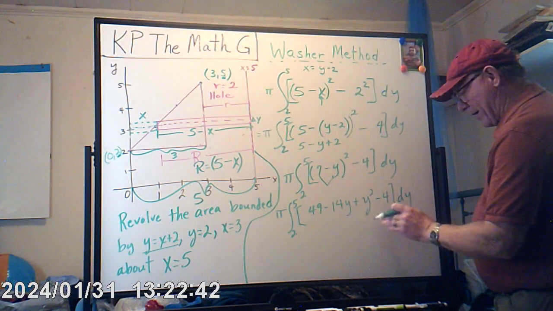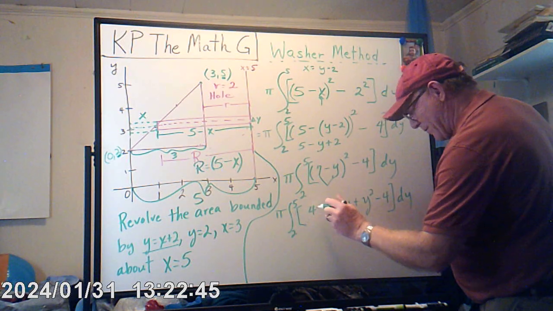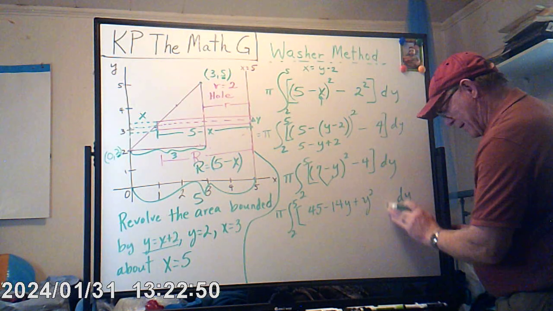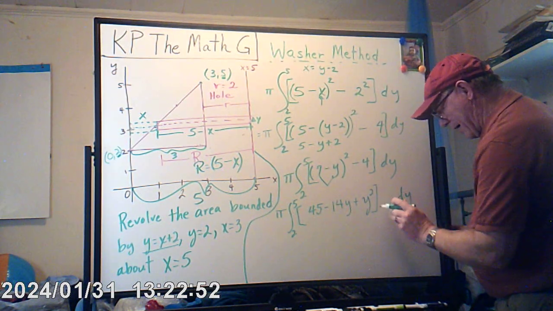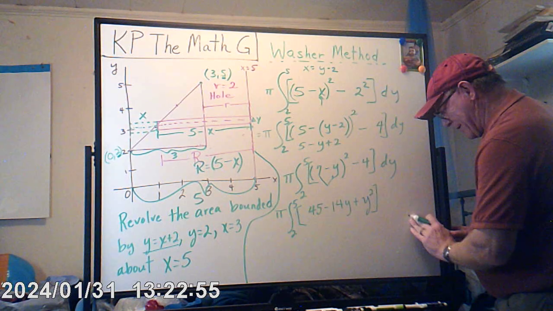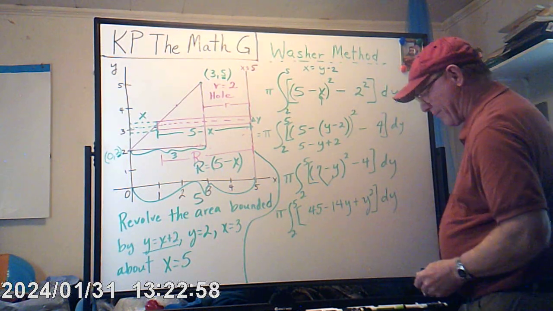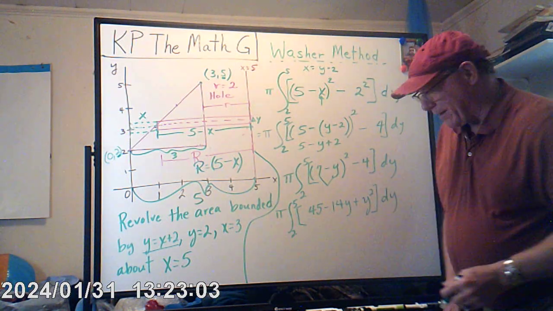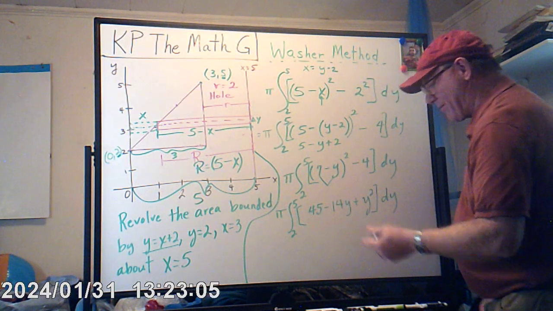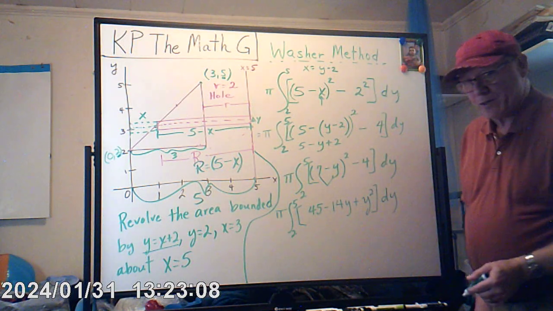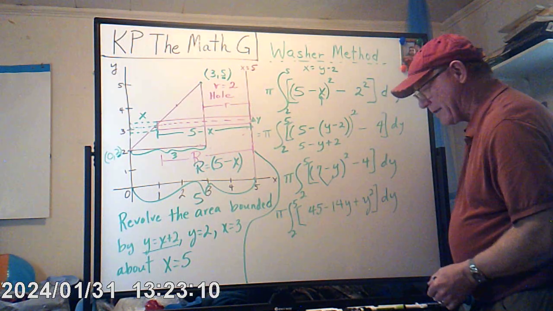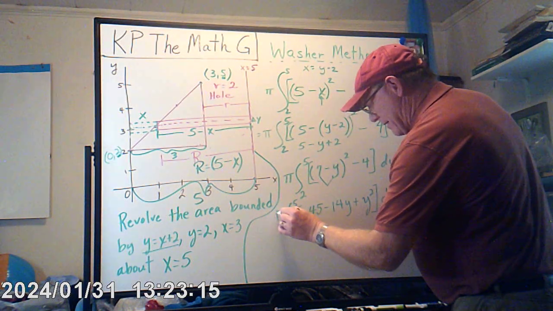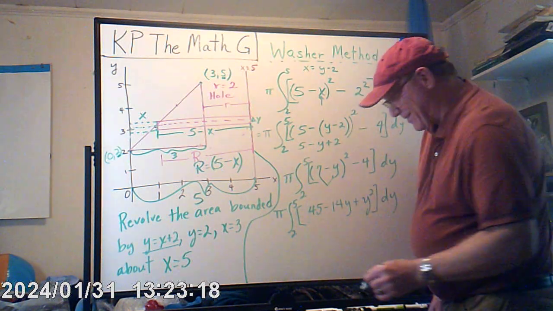49 minus 4 is 45, so I'm going to erase this and put 45. I don't need that 4 anymore. Now, all of that times dy. If you have a graphing calculator, you can go ahead and put this in there and figure out what this is, but I'm going to do it by hand. I always do. Maybe that's just the old school coming out of me. But old school learns a lot.